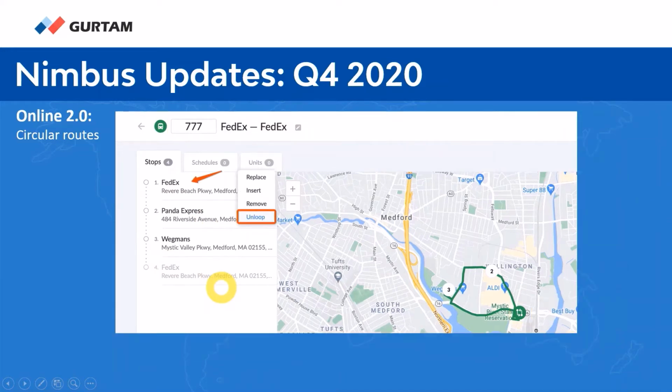To unloop a circular route, click on the Edit icon of its first stop or click on the stop on the map and select the unloop action. Please keep in mind, it is required to indicate the time of visiting the first and the last stops in the schedule of a circular route. It is recommended to indicate the time of visiting intermediate stops as well. The automatic assignment of units is not available for circular routes in the Online 2.0 mode.